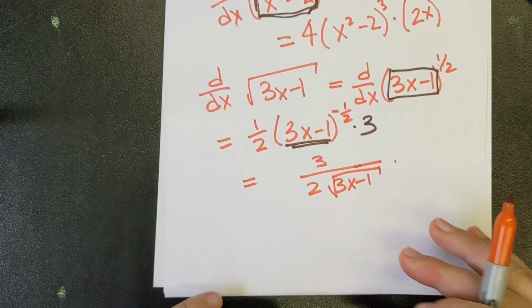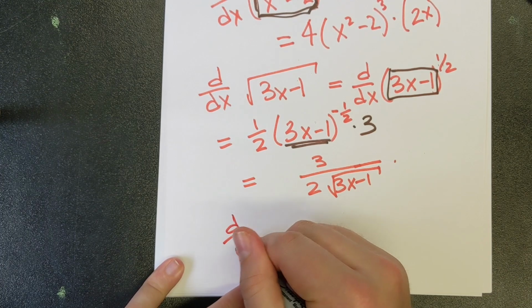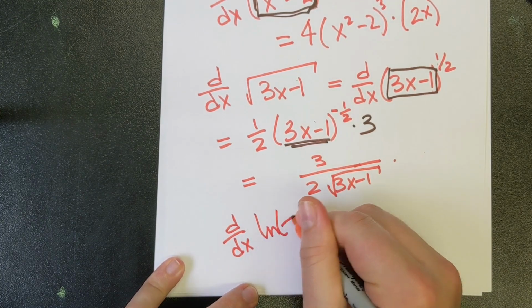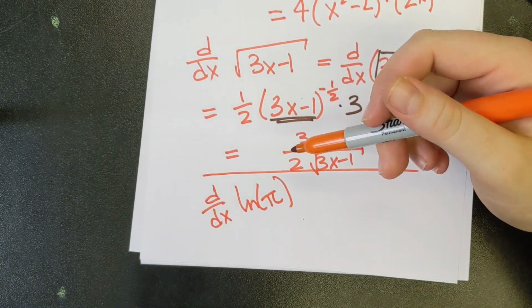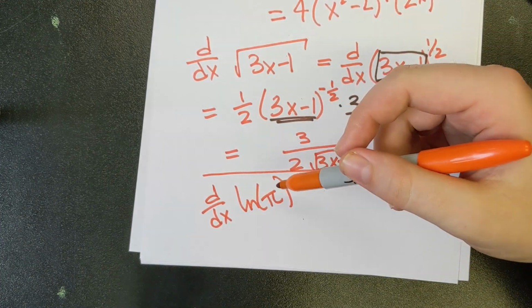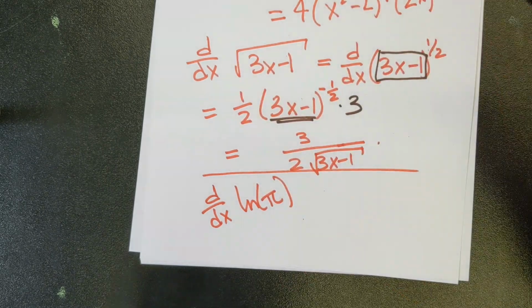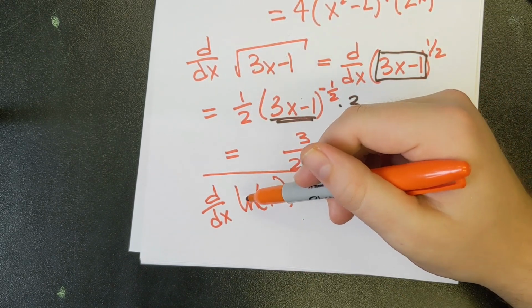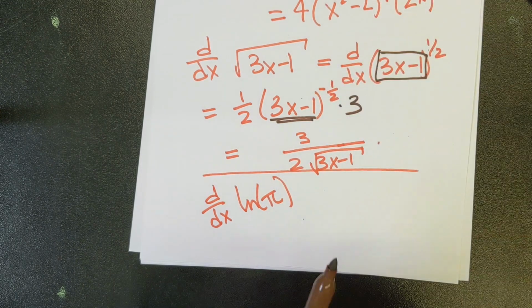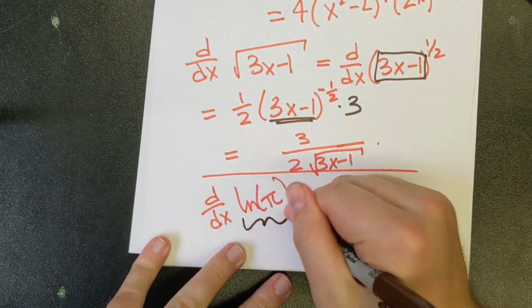Oh, this next one, very clever. What's the derivative of the natural log of pi? Now watch out, because you might be like, wait a second, natural log, what's the derivative? But no, it's a trick. Pi is just a number. And when you take the natural log of it, it's still just a number. So this is just a constant.